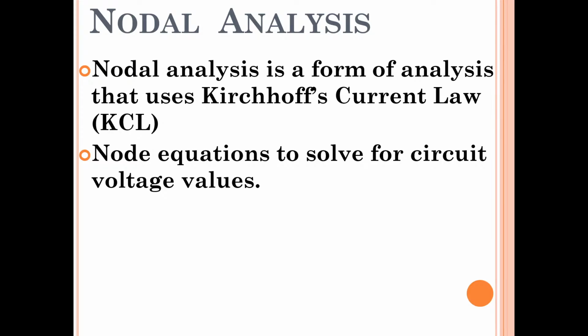The procedure to be followed is the same thing I have already told you. Initially we check how many nodes there are, meaning how many junctions. We assign a number to each and every node, and one of the nodes we consider as the reference node and write 0 volts at it. After that, at each node we apply Kirchhoff's current law and determine the node voltages.